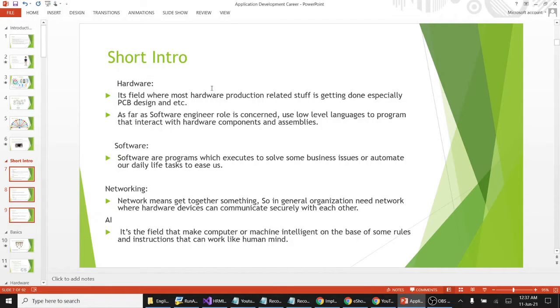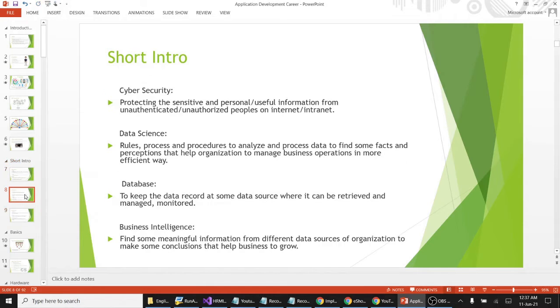It's the most interesting field nowadays, and companies and organizations are spending a lot of money on artificial intelligence. It's the field that makes a computer or machine intelligent on the basis of some rules and instructions, so that it can work like a human mind. It is the artificial type of intelligence that a computer can have to perform some operations. We'll discuss it later.